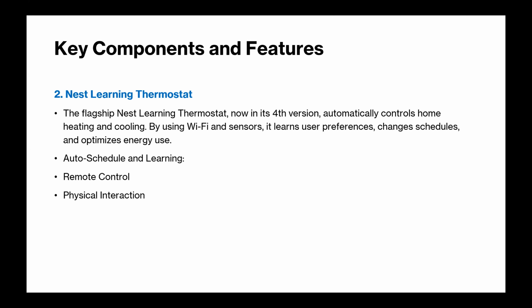After a few days, usually the thermostat learns preferred temperatures and creates a schedule. So, for instance, it can lower the temperature at night and increase it in the morning, using sensors in smartphone location to switch the temperatures when the home is empty. And also you have remote control, which is adjusting the settings via the Google Home app and physical interaction. What that means is the model uses a touch bar for manual adjustment.